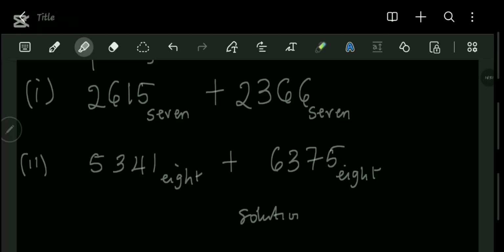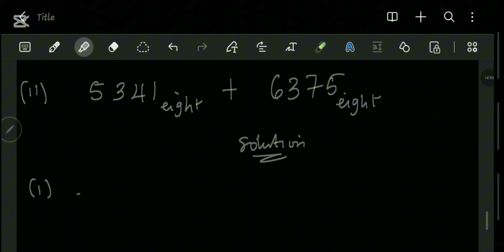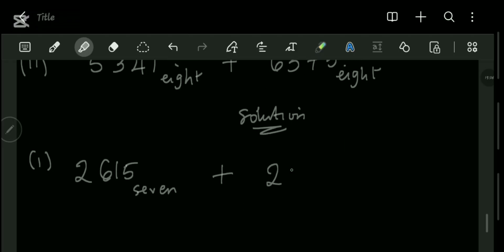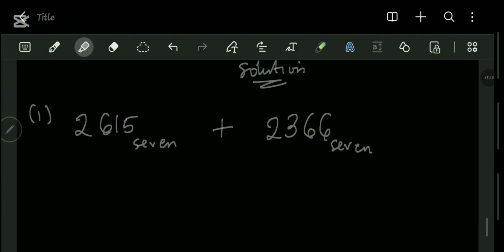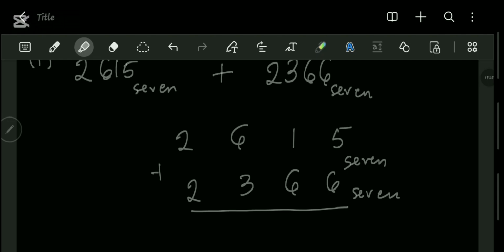For the first question, we're given 2615 in base 7 plus 2366 also in base 7. So to add this, we do our normal arrangement: 2 6 1 5 in base 7, and 2 3 6 6 also in base 7. So we add both of them, right?